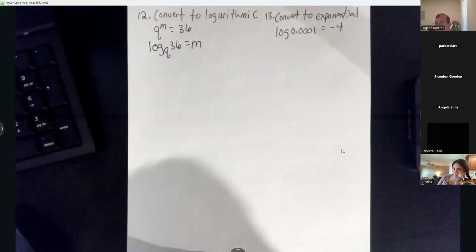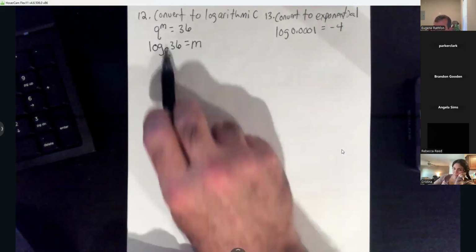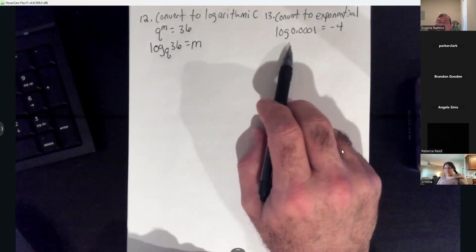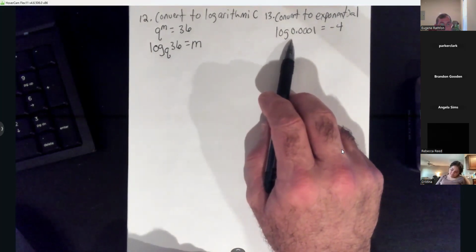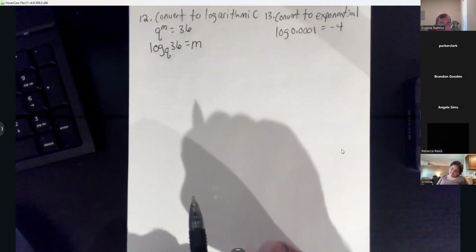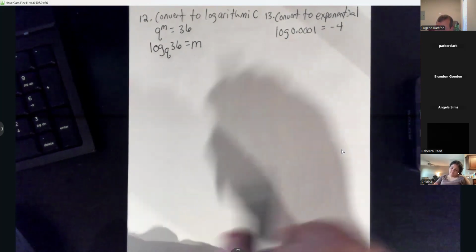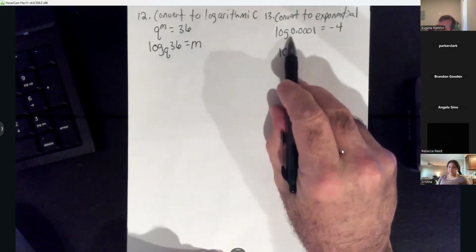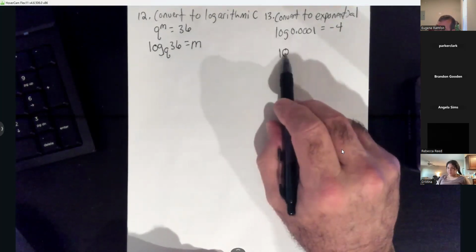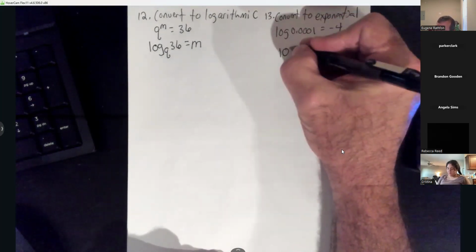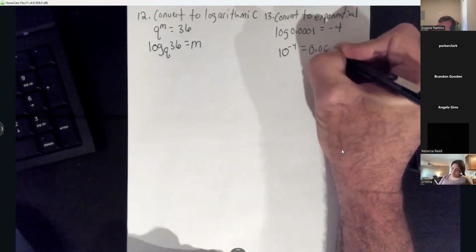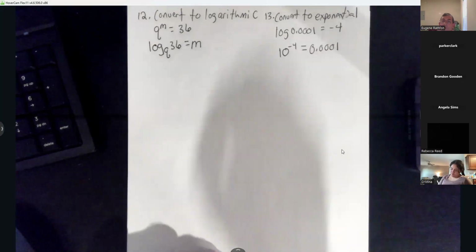Okay. So here's my question on this. I need to figure out what the base is so I can convert it to exponential. Well, there's not a base shown, so what is my base? 10, good job. So you got a 10. Remember, if there's not a number down here for the base, it's 10. Your exponent is -4, and that's going to equal 0.0001.